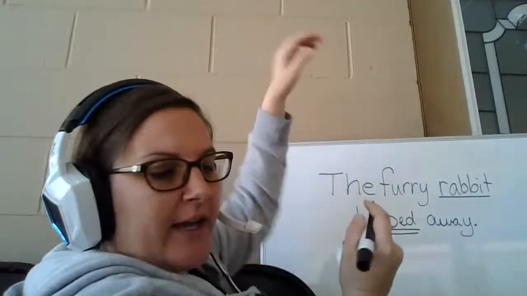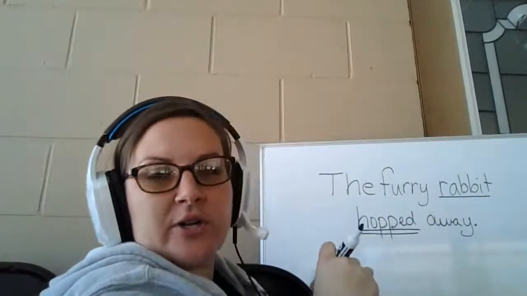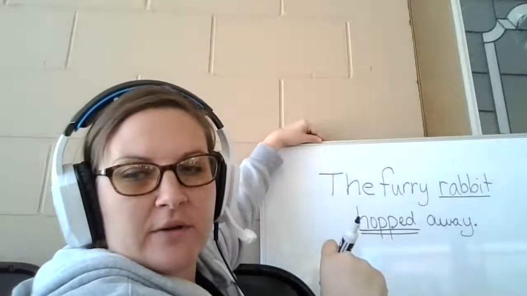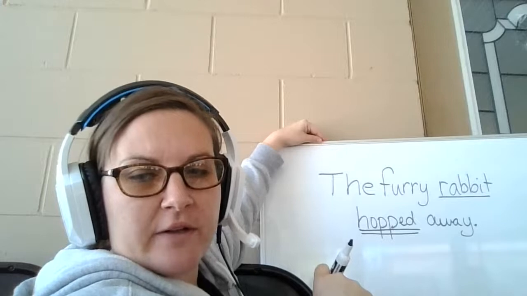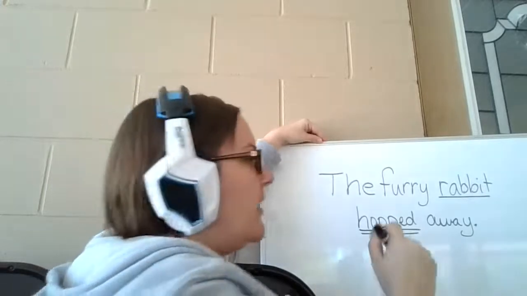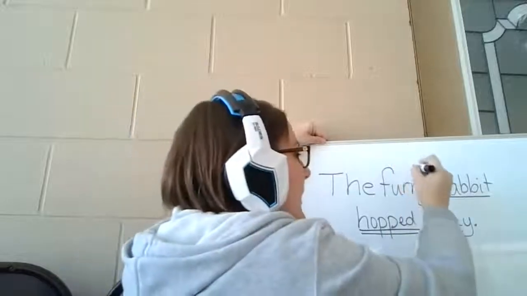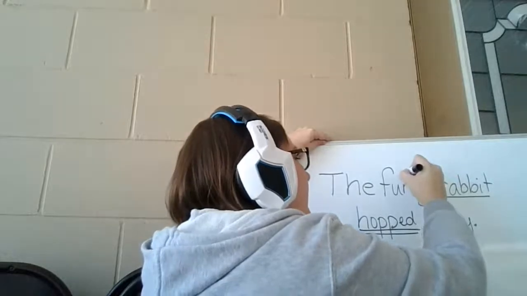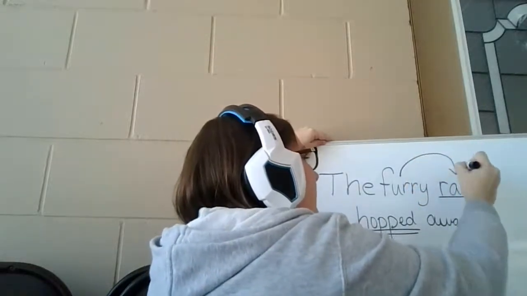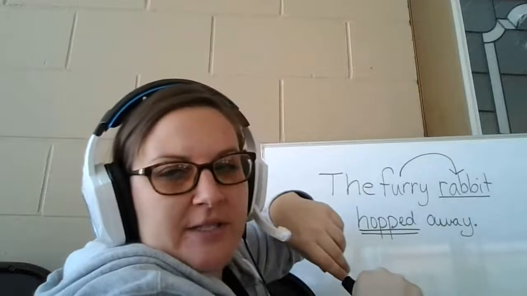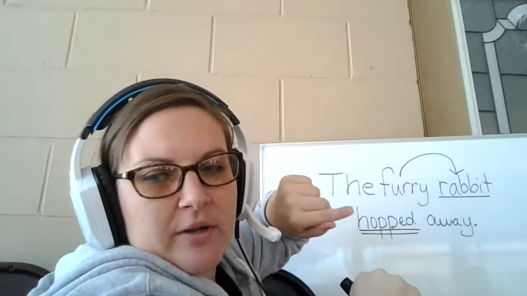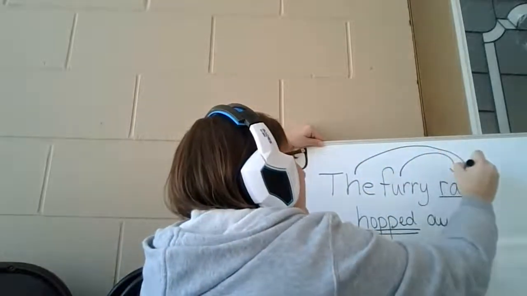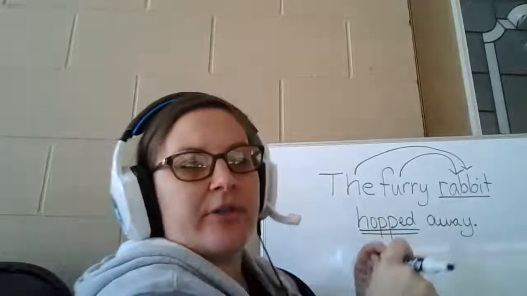Okay. Now we got to figure out what words are describing the rabbit. What kind of rabbit do I have? What kind of rabbit is it? It's a furry rabbit. So this is really important. You got to be able to draw your arrow. So it's a furry rabbit. And what else did I say was an adjective? A small word? It's the, right? It's the rabbit. Okay? So those are both.